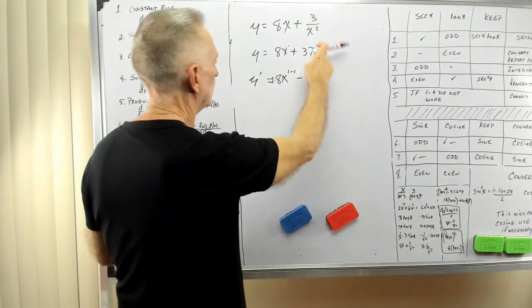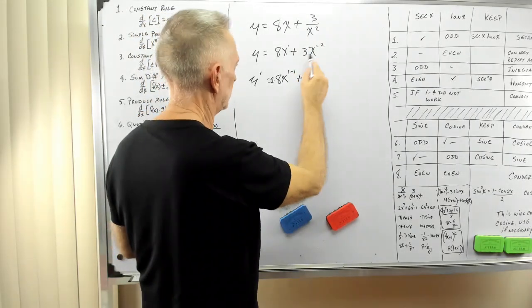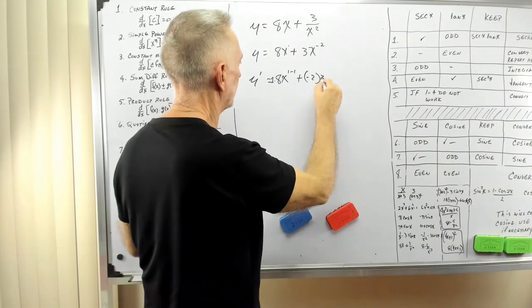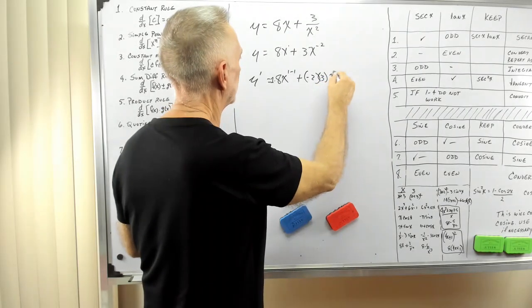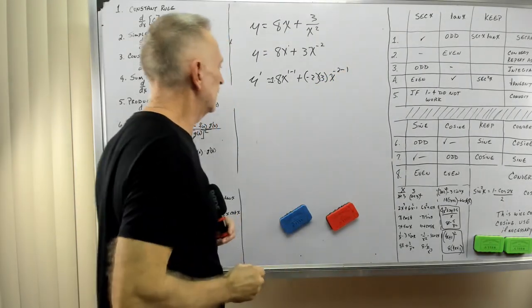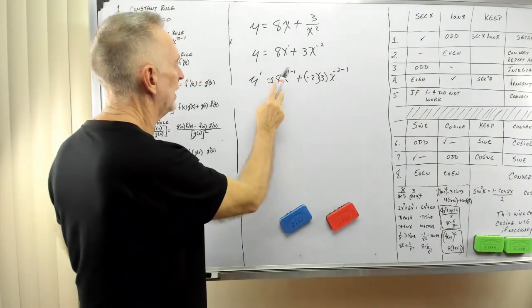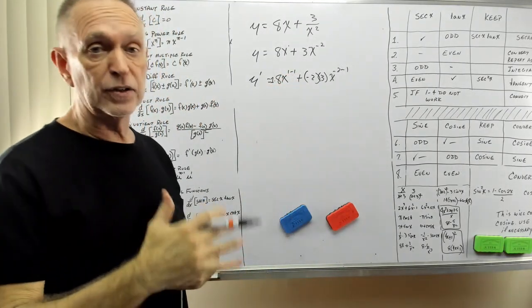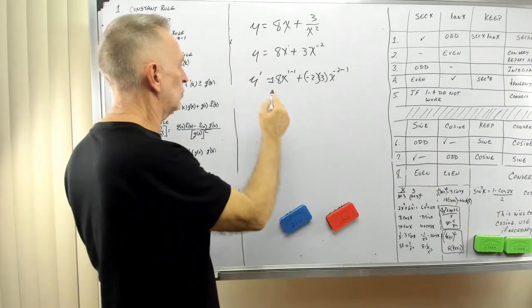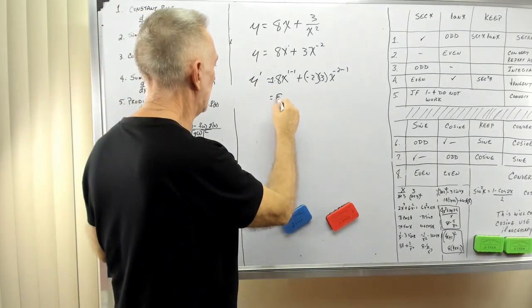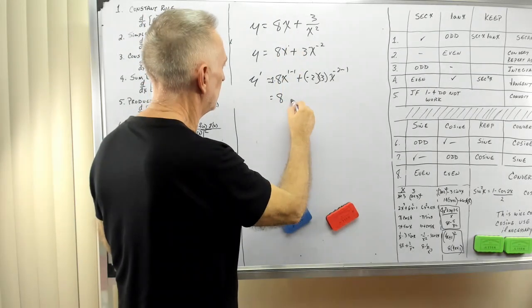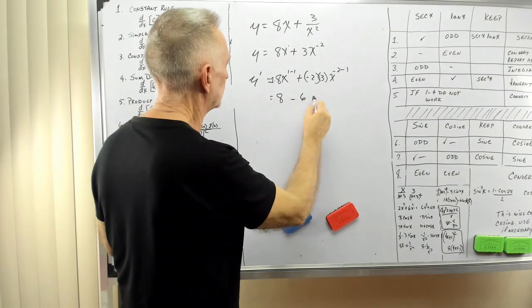Minus, I'll put the plus. Now negative 2 times 3 x to the negative 2 minus 1. That's my situation here. So I have 8x to the 1 minus 1, so 8 x to the 0. x to the 0 is 1. 1 times 8 is 8. That makes sense.